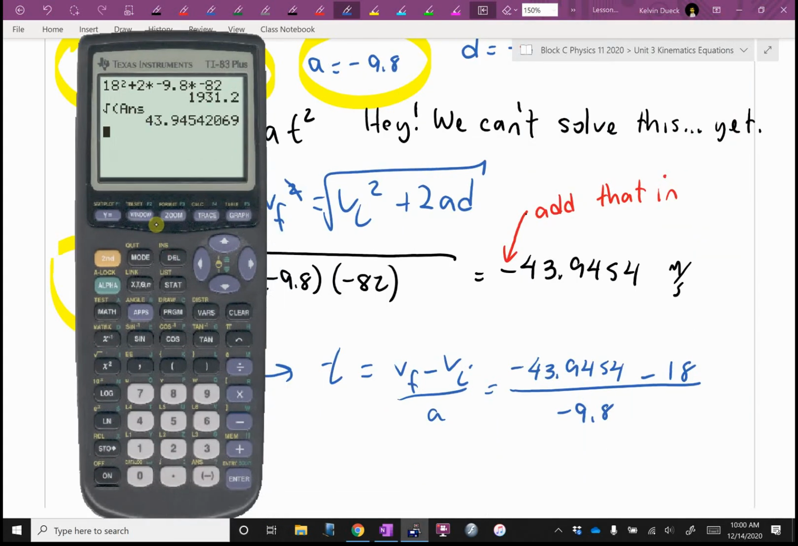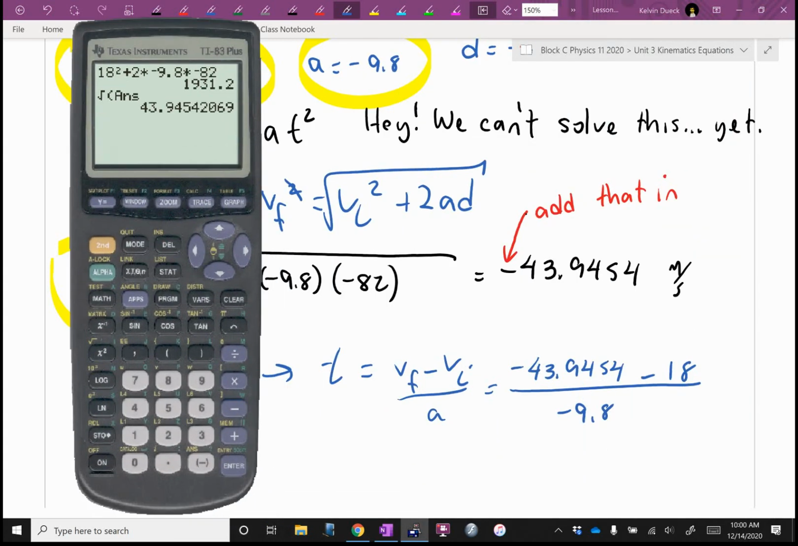So if I wanted to type this in and be lazy but organized, is this a fraction, Hannah? Is there more than one thing on the top? So I would go bracket, negative answer button, that's negative 43.9454, but it actually gives me all the sig figs, minus 18, divided by negative 9.8. And I get 6.32 seconds. That's the workaround when you're trying to find time and you can't get the T by itself.